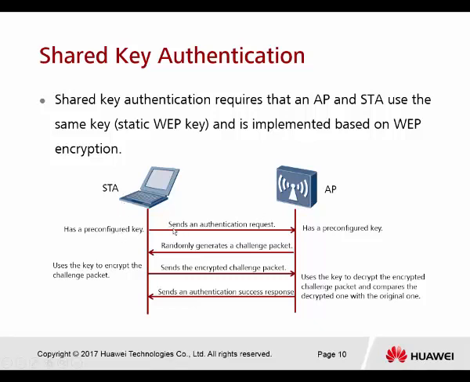So the STA sends the authentication request to the AP, when I want to connect to the SSID. Now the AP is going to randomly generate a challenge packet to the STA. The user has to put in the password and send back the encrypted challenge packet to the AP. The AP then replies with the result, whether it is success or fail. So this is shared key authentication.